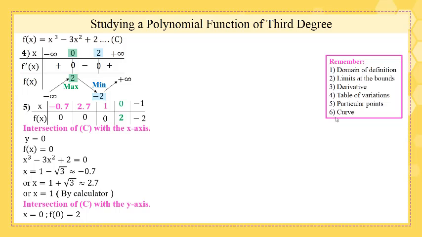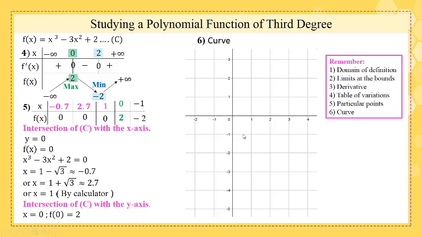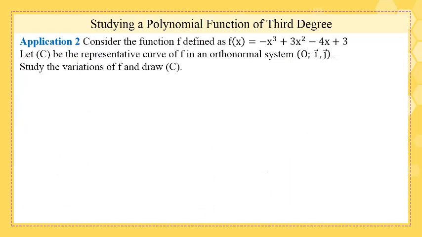The final step, draw the curve. At the beginning of drawing any curve, you must start by locating the extremum points if they exist. Here we have the maximum point (0, 2) and the minimum point (2, -2). You should draw 2 arrows at any extremum point in this way. Continue locating the other points. Join these points together. This is the curve C. Application. Please stop the video, then solve this application.